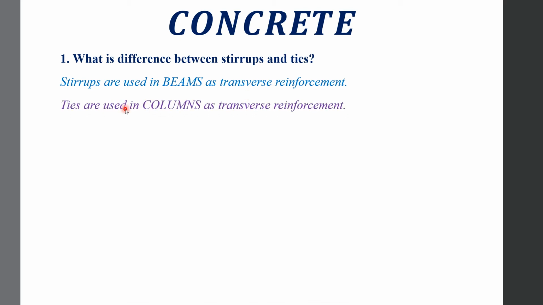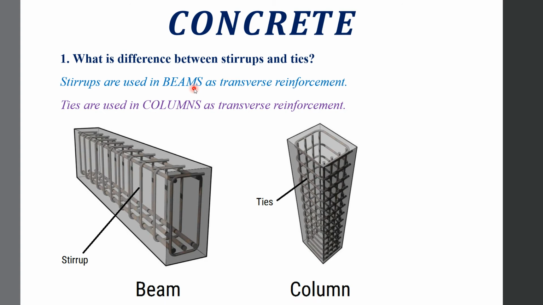So the second is ties. Ties are always used in columns as transverse reinforcement. It means that ties are a replacement of stirrups for columns, as stirrups were in case of beams. So second, you can see from this figure, this is a beam. In this beam, you can see this is the longitudinal reinforcement, these main bars, this is the main reinforcement, and you can see this transverse reinforcement in this beam provided at some specified distances. These reinforcements are known as stirrups.